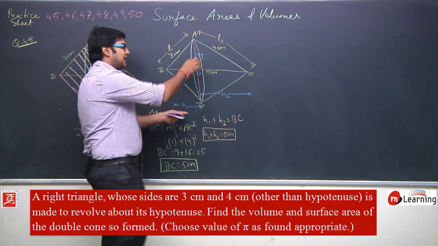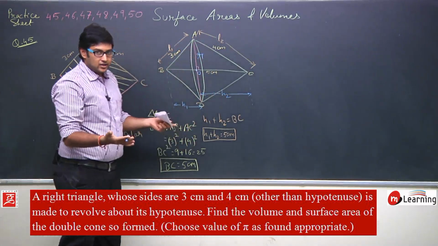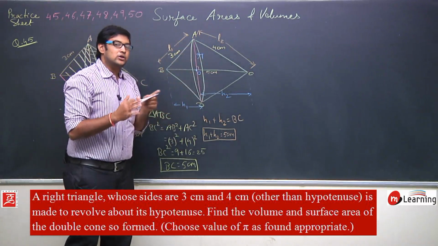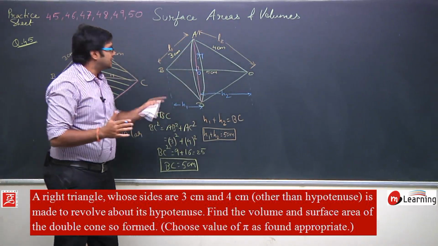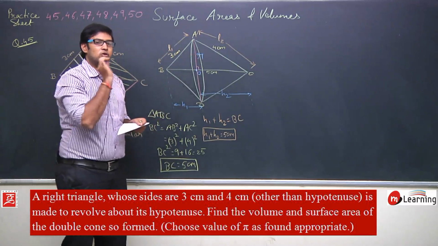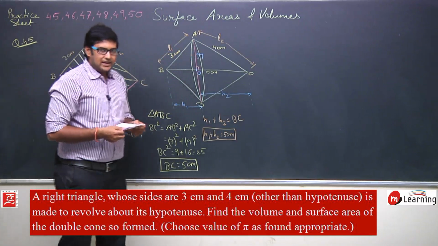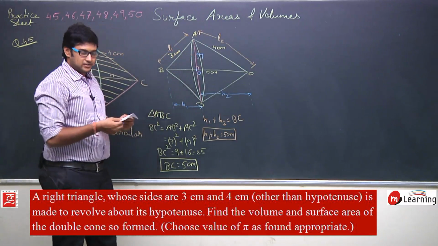क्या ऐसा है कि ADC वाला जो कोन है इसका बेस बड़ा है? नहीं. ABD और ACD दोनों ही कोन्स का बेस बिल्कुल सेम है, इसीलिए हम कहेंगे दोनों ही कोन्स का रेडियस भी सेम होगा, बिल्कुल बराबर होगा. ओके, so this is what we can analyze from this question.